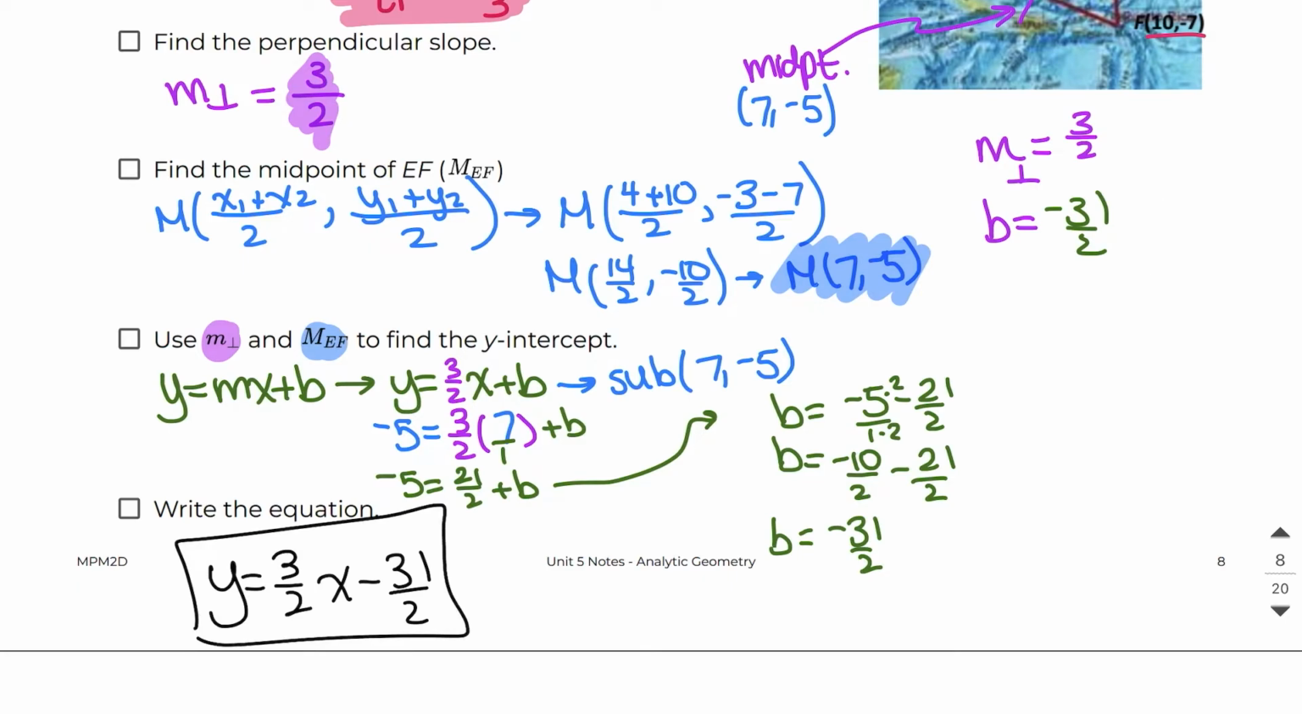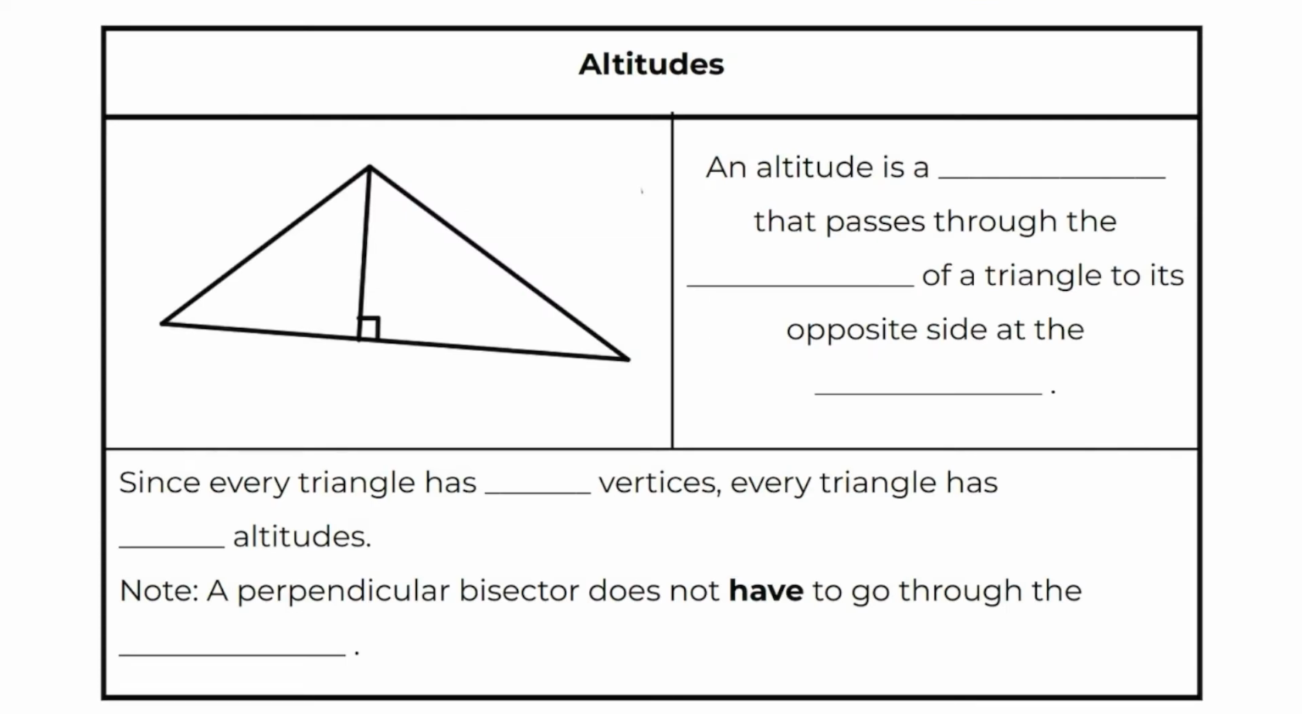Okay? All right, our last type of special line is something called an altitude. So if you notice here, this is our altitude, and it's also known as a height. And it has to be perpendicular. It has to be perpendicular to the side that it's across from, to the opposite side.